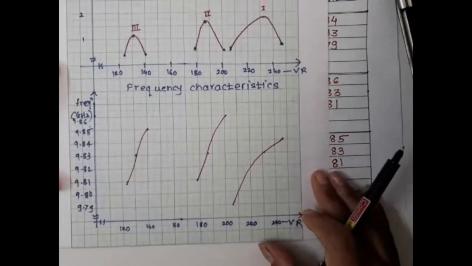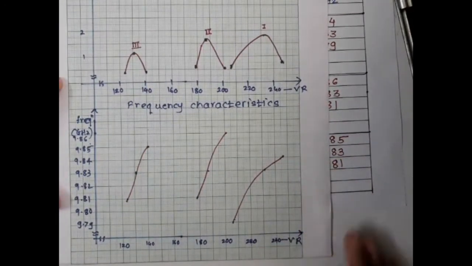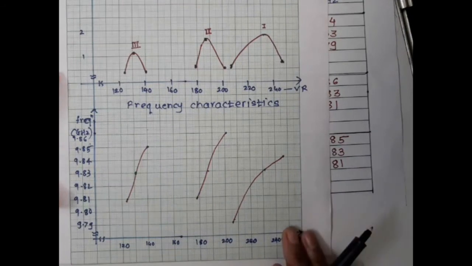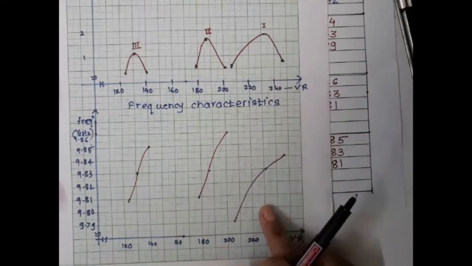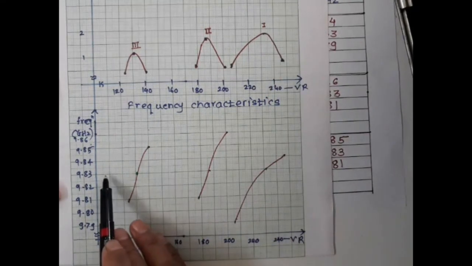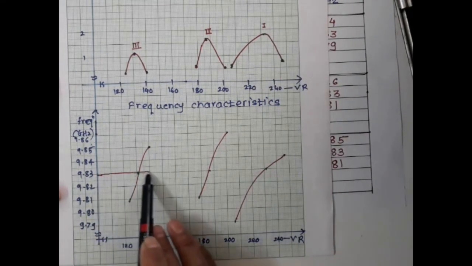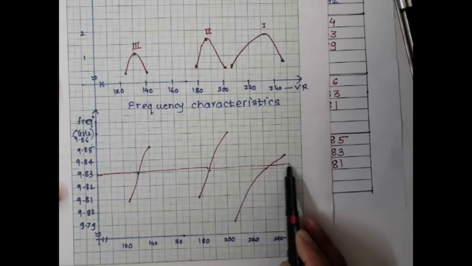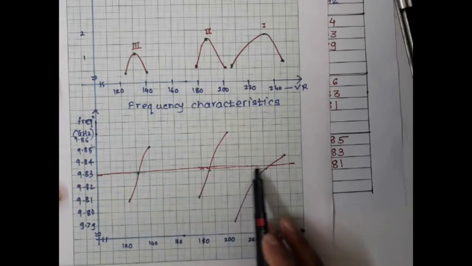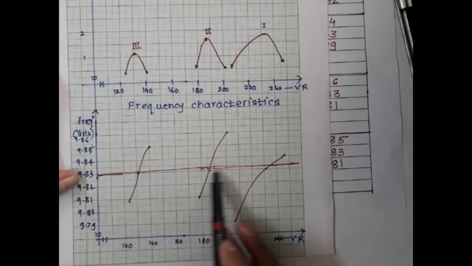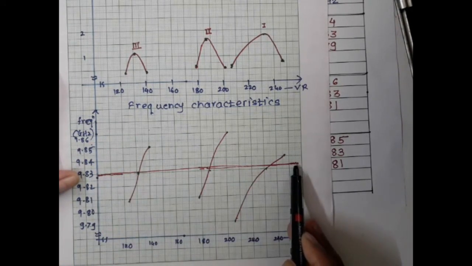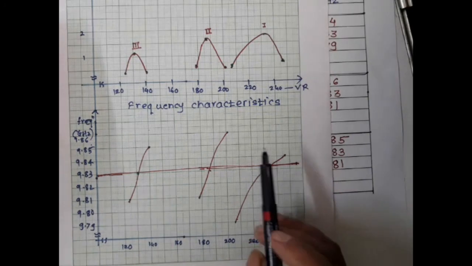So the first graph shows you the power characteristics and the second graph shows you the frequency characteristics. So this is how we are going to get the modes and the frequency characteristics. If I draw here, I can see that this particular frequency is the same for this one. So the generated microwave frequency is 9.83. Finally, the generated frequency is 9.83 gigahertz. So this is all about the reflex klystron.